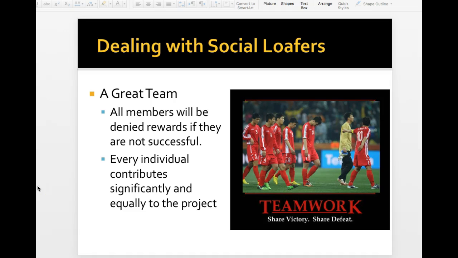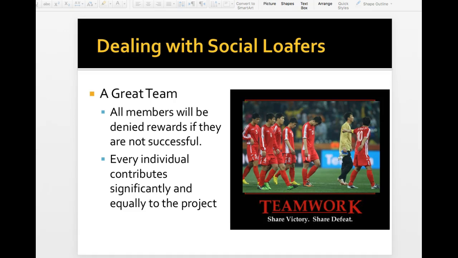So how do you deal with a social loafer when you get one in your group? Know that a great team means that everyone will get the reward if they're successful, which means that everyone will not get the reward if they're not successful. So everybody needs to contribute equally to the project, and that's in an effective group. So dealing with social loafers, there's a lot of tips for that.